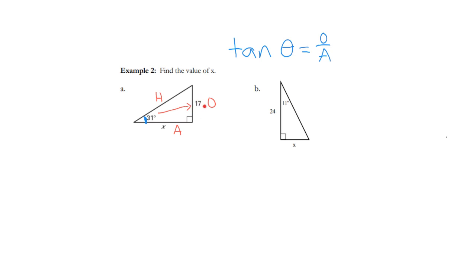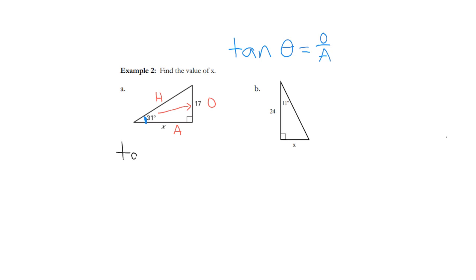Because we know this is 17 and it's our opposite side, and this is what we're trying to find, and it's our adjacent side, we need to use a ratio that uses these two values, the one we're trying to find and the one we know, and that ratio will be opposite over adjacent. So we are going to use the tangent ratio.